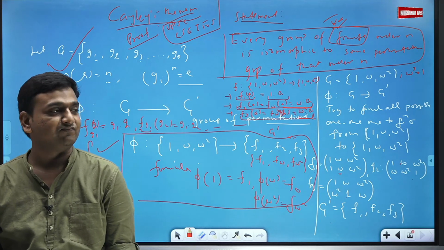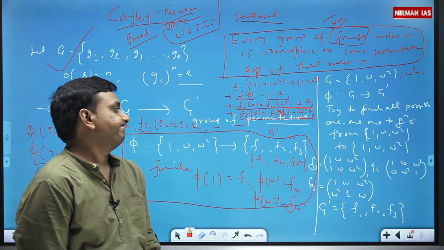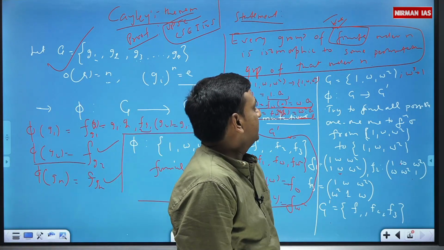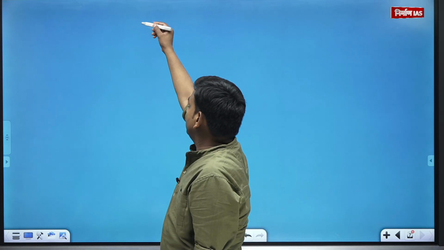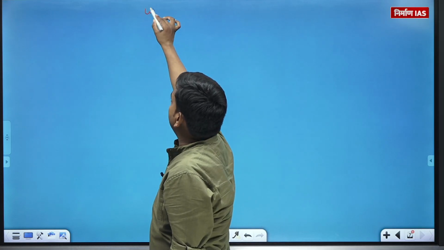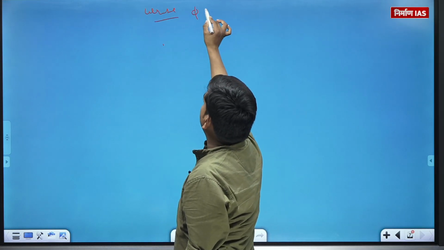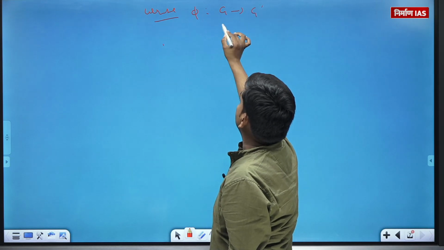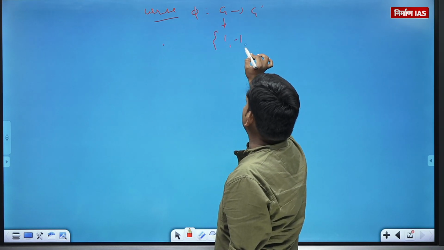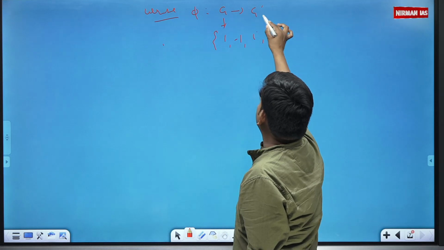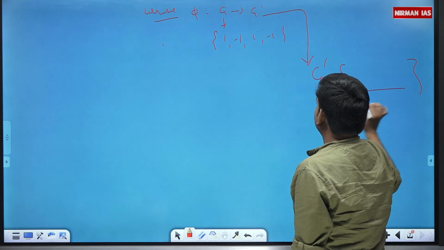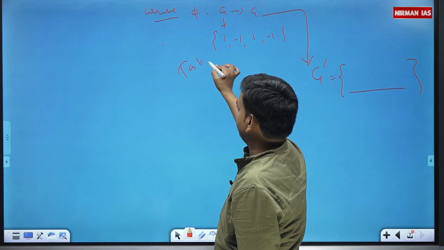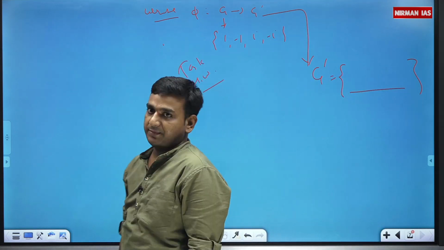So there is a task for you. Write phi from G to G dash, where my G is 1, minus 1, iota, minus iota. You just tell me what is G dash. That is your task. Let me know in the comment box also.